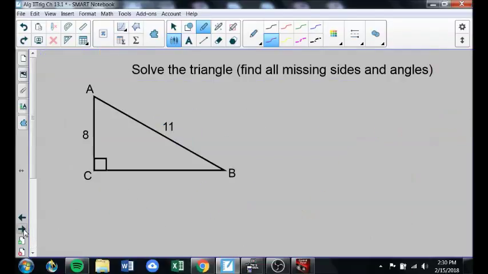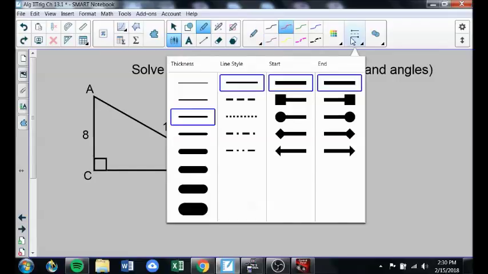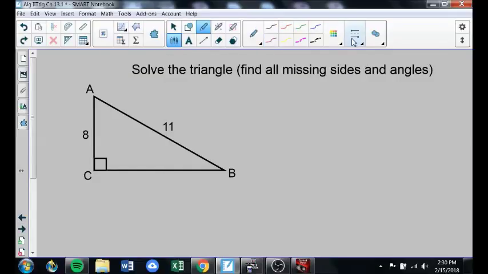Just about done here. I'm going to solve this triangle. Solving means you find every side and every angle. Okay, every side and every angle. Well, this is 8 and this is 11. I could find this side a couple ways now. The best way to do it is through Pythag still. So 8 squared plus, we'll call it a squared, equals 11 squared.